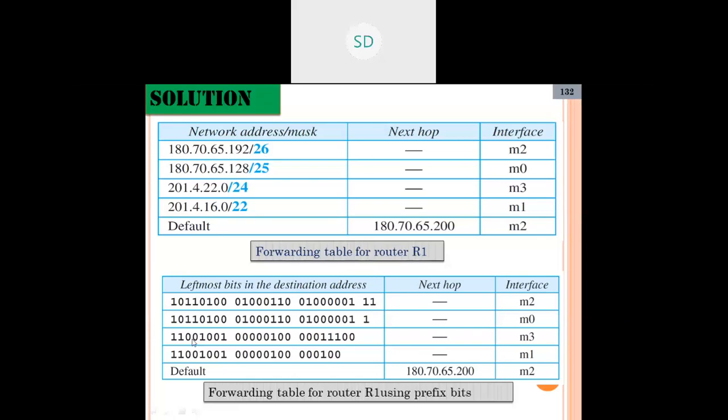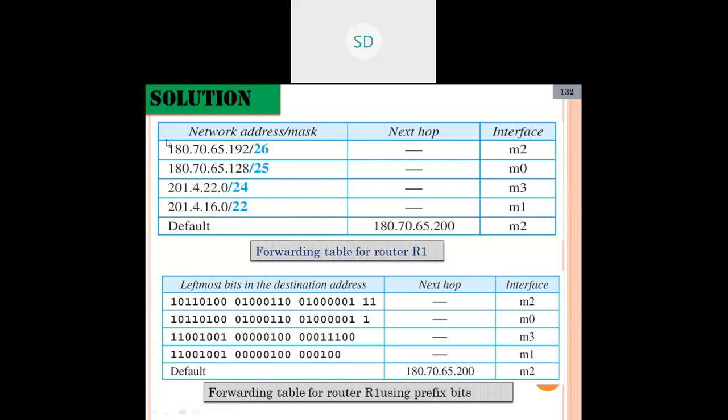That's all. You can observe here, this is 8, 16. This is the first 8 bits of 180. The next 8 bits are 70. The next 8 bits are 65. So 8, 16, 24. Next, 24 plus 2 is 26. Next, for 192, only the MSB 2 bits you have to consider, which is 11. So this will be the destination address now.